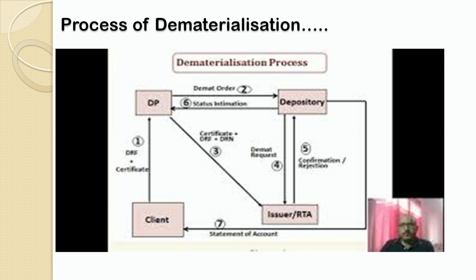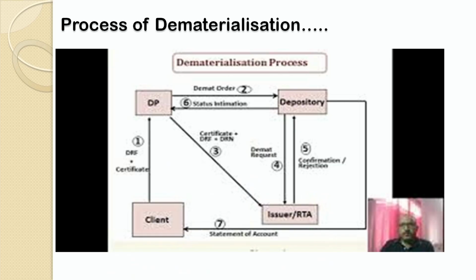In step number 4 of this process of dematerialization, the depository will pass on the information which was received by the depository from the depository participant regarding the conversion of physical form of securities into electronic form. That application form will be forwarded to the RTA. Now, after receiving the application form or the information from depository to convert the physical form of securities into electronic form, the officials of RTA will basically dematerialize the physical form of securities into electronic form after proper verification.